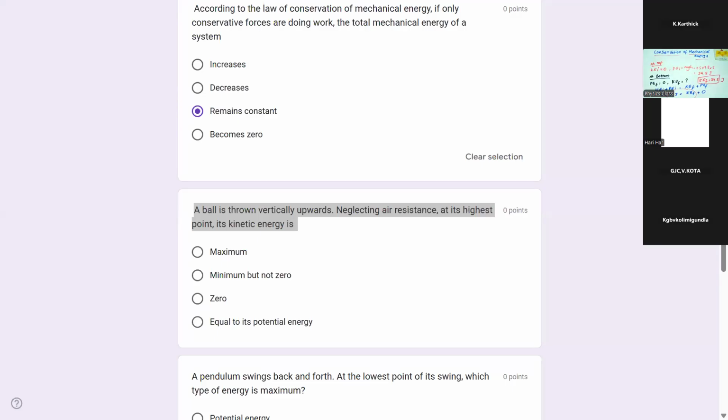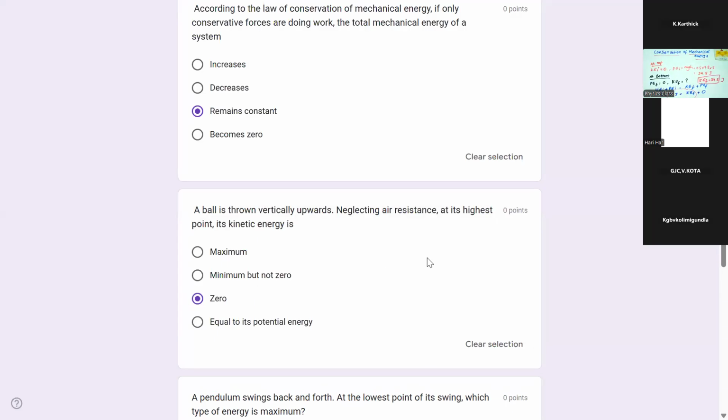So it may be maximum, minimum, zero, or equal to its potential energy at its highest point. Yes, very good. So at its highest point, kinetic energy is 0. So one type of energy is available in that position, that is known as, already we know that, potential energy. Good. Okay, very good. Super.